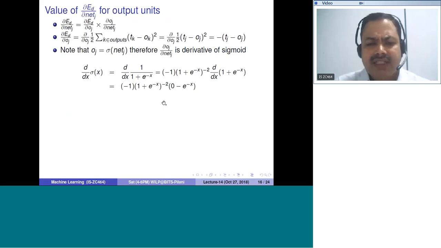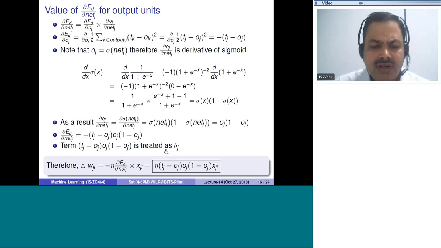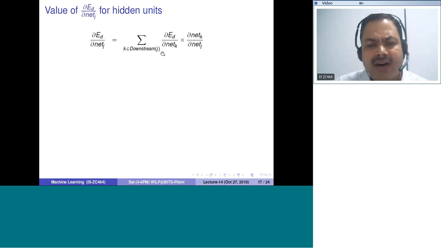Alright, for the second part, we have seen how the differentiation comes. Therefore the weight update for wij is equal to this, which we know and is straightforward for the output units. For the hidden units, how do we find it? For all the downstream units we are going to take the summation.